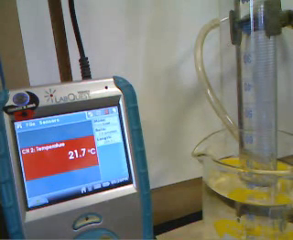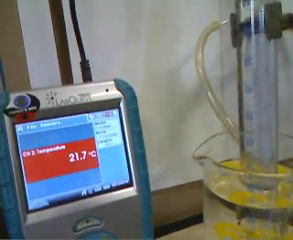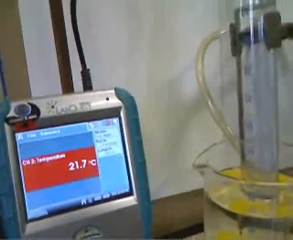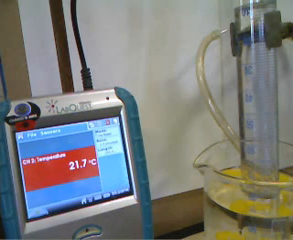And you can see our level is starting to rise. We'll leave it a couple minutes and see what happens.